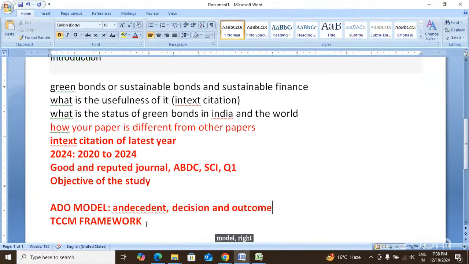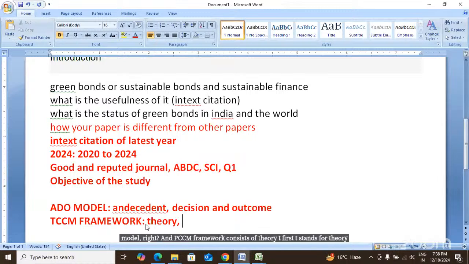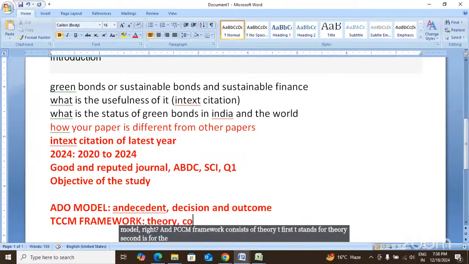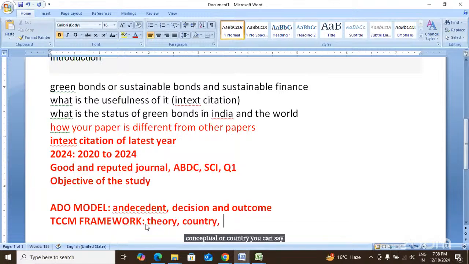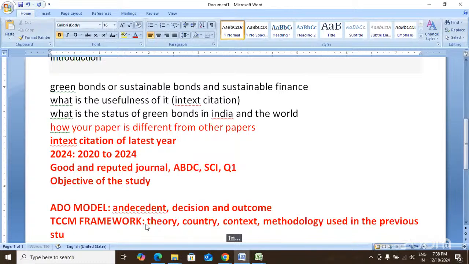And the TCCM framework consists of theory. The first T stands for theory. The second, C, is for the conceptual or country. The third, the other C, is for the context, and M is for the methodology used in the study, in the previous studies. I'll tell you how to use that.